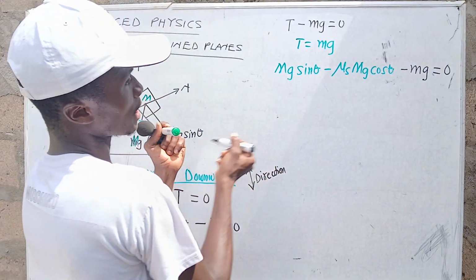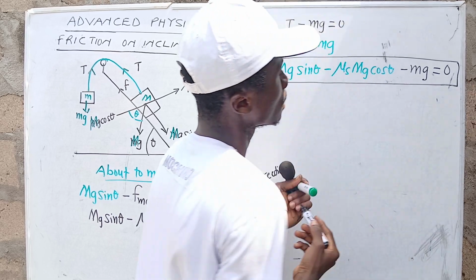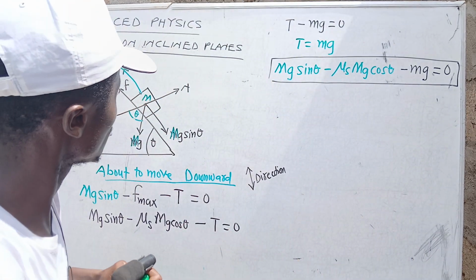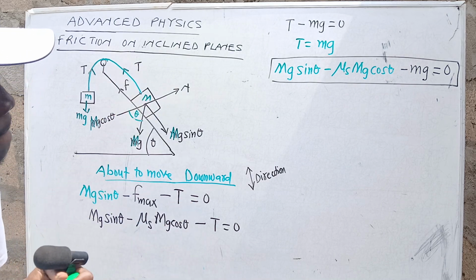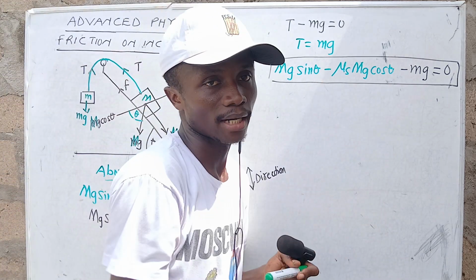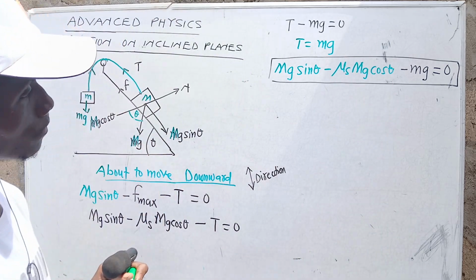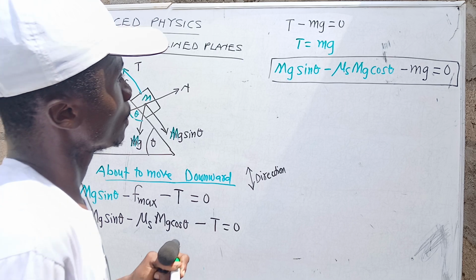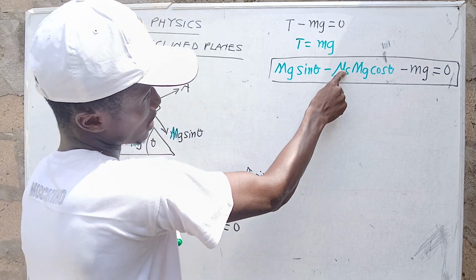So this is an equation that satisfies the dynamics that this object is just about to move downward. With this, you can calculate the critical angle at which it is just about to move downward. And then again, if you know that critical angle, you'll be able to calculate the static friction.